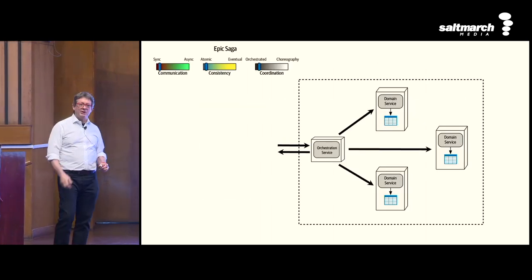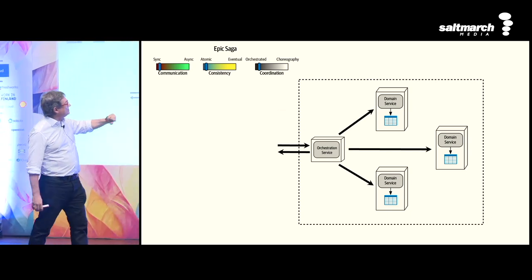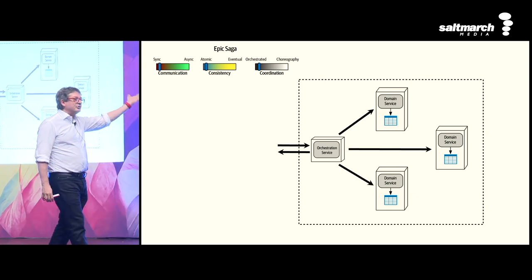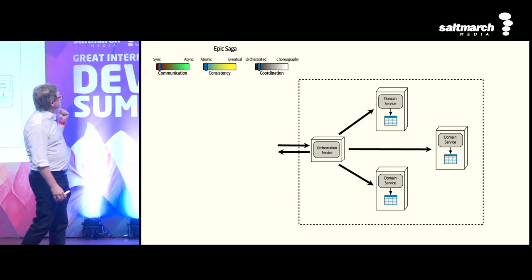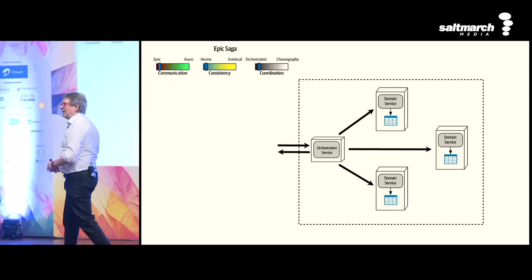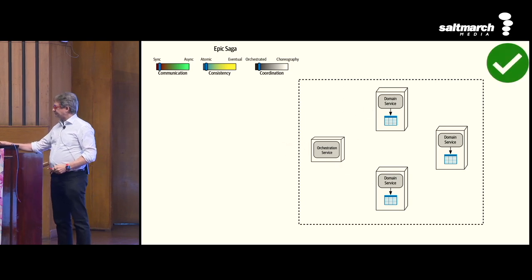So we'll start with what we call the epic saga. Each of these has sliders at the top that indicate what the setting is. For the epic saga, all the sliders are pulled all the way to the left. This is synchronous, atomic, and orchestrated. So I have an orchestrator there, and I have my 3 services there. So let's look at a happy path.